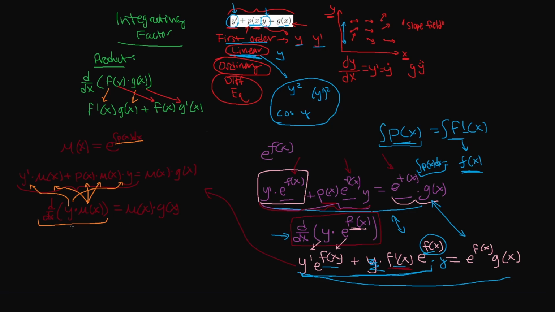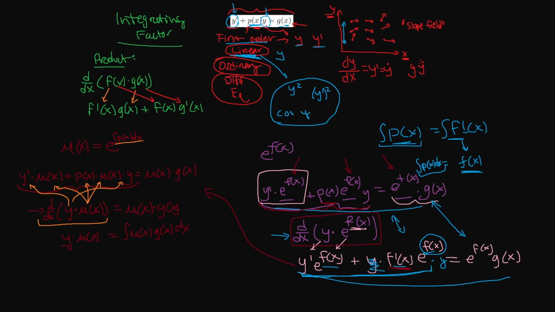And to finally solve this equation, we can see how we have this derivative here. We can just take the antiderivative of both sides. Why not? We have a derivative here. We can undo it by taking the antiderivative. So we have y times mu of x, that's just the original inside the derivative, is equal to the antiderivative of mu of x times g of x dx.